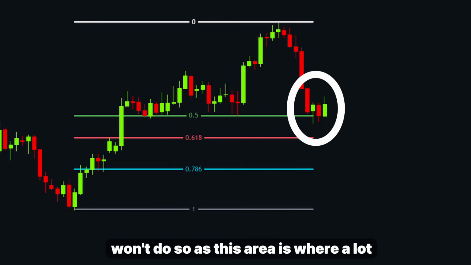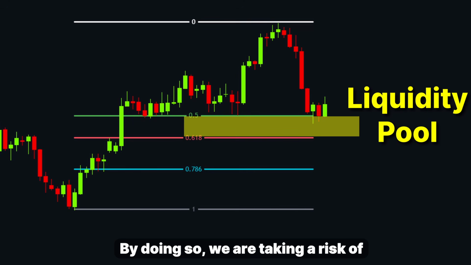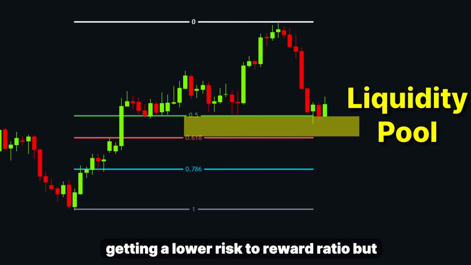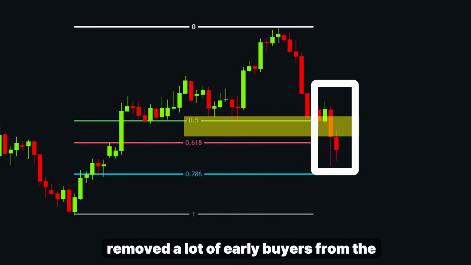But we won't do so as this area is where a lot of liquidity is gathered, and hence, we will wait for a little more confirmation. By doing so, we are taking a risk of getting a lower risk-to-reward ratio, but it will save us from the liquidity hunt. The price went a little below, which removed a lot of early buyers from the market.